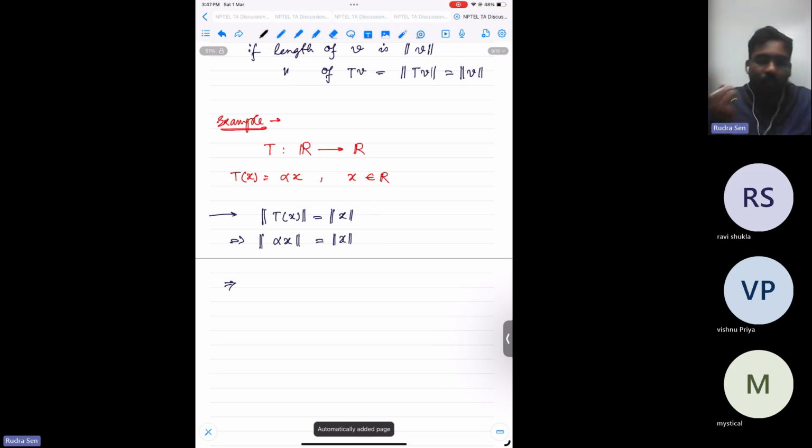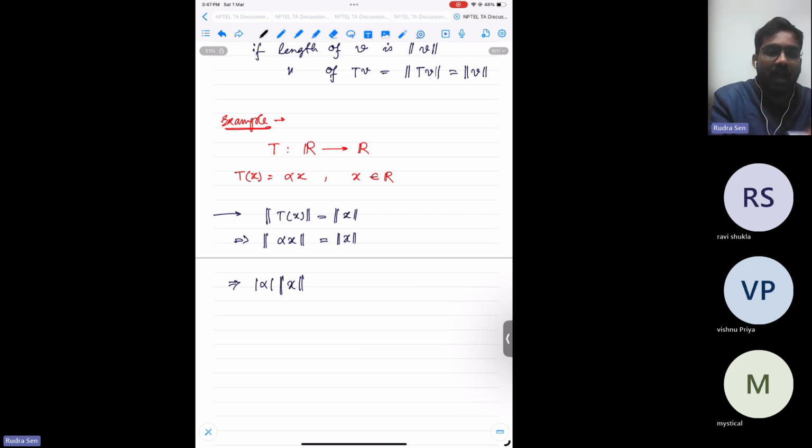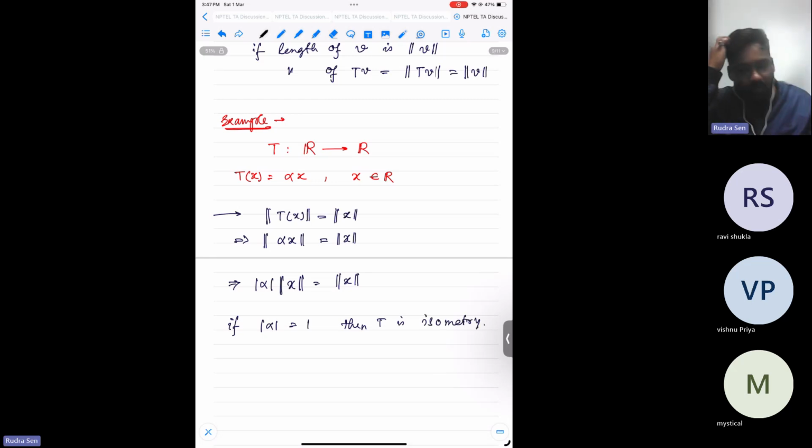By using the norm property, because alpha is a scalar, we can pull out alpha, and we need the absolute value of that constant term, not the signed value. So from here we can see that if the mod of alpha is 1, then T is an isometry. So the values of alpha can be either 1 or minus 1. If this happens, the isometric property is preserved: it preserves the length and the angle.